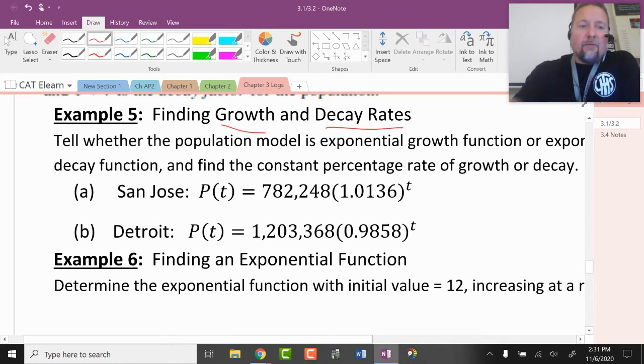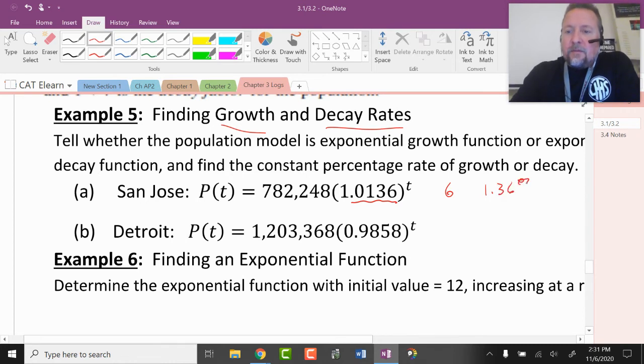So growth and decay rates. When you're looking at example 5, you have to tell me, is this a growth or decay? We just did this one. This is a growth by a factor of 1.36%. All right, this next one's a little tougher.